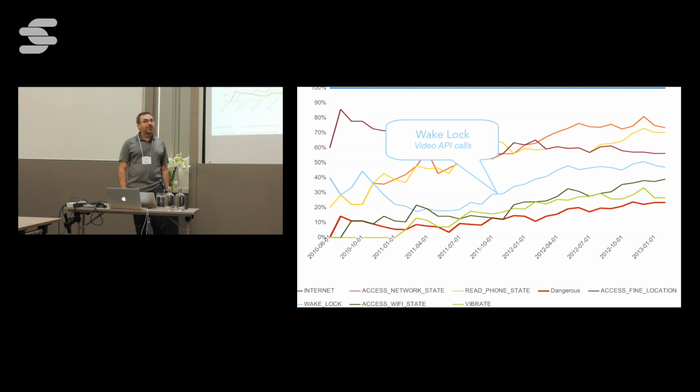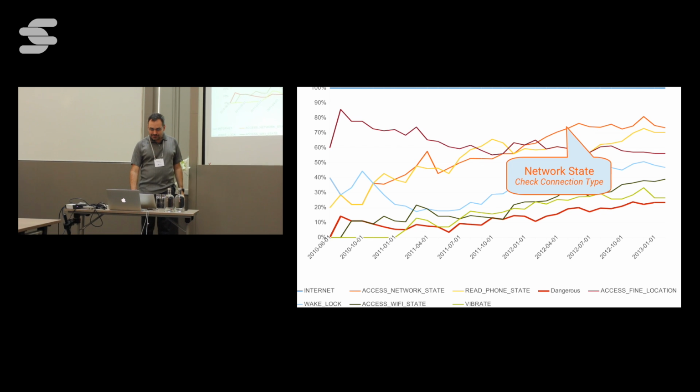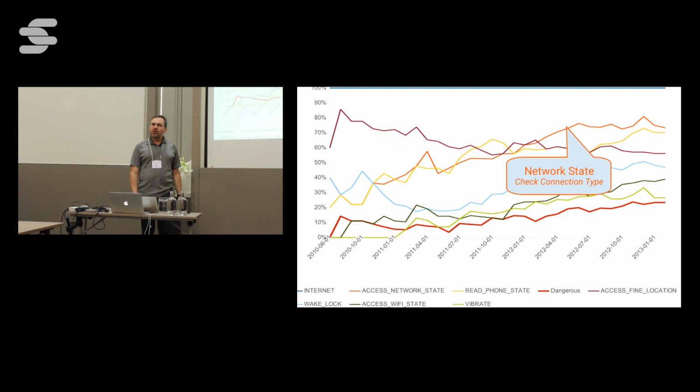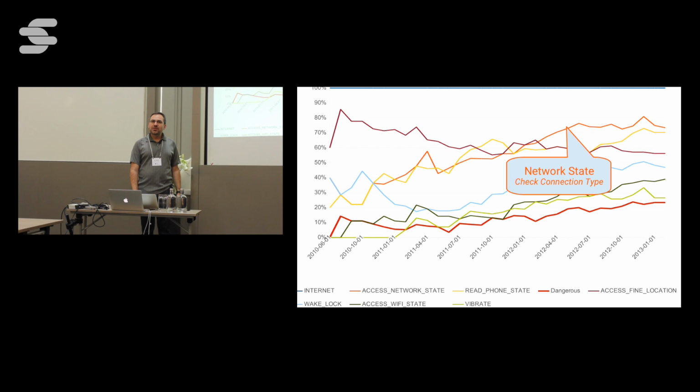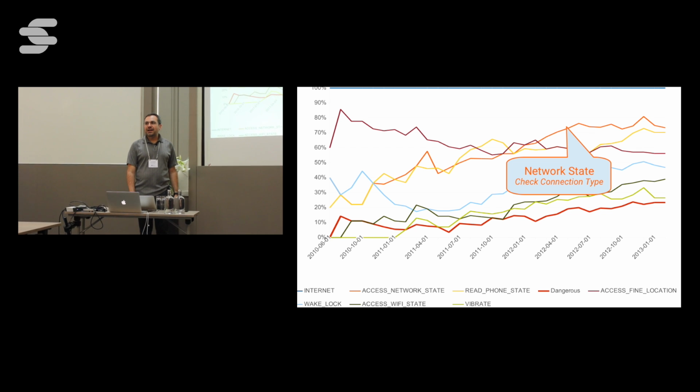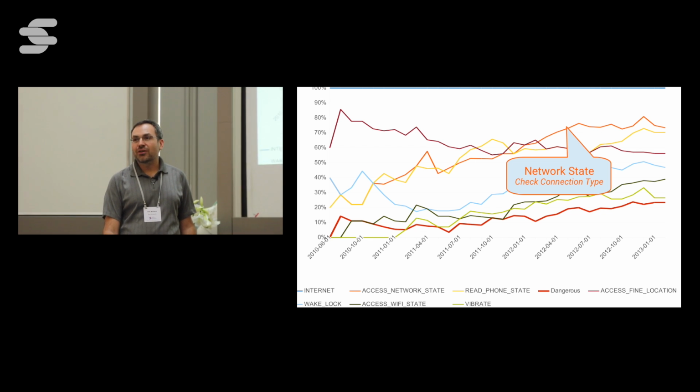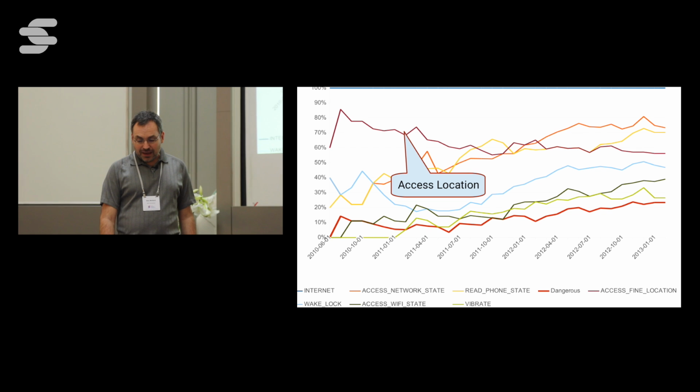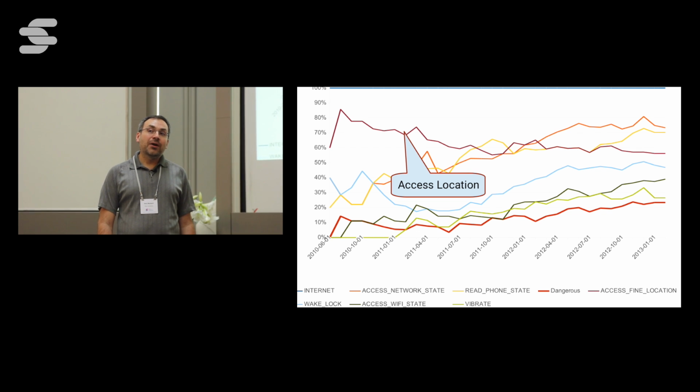Hey, let's do a wake lock so that way we can blast video at you. And of course, what does a wake lock do? It keeps the screen on, and if you keep the screen on, then you're burning a lot of power. Yay! They'll check to see if you're on Wi-Fi versus mobile. Maybe they'll drag down more data over one versus the other. A lot of them want to know where you are.